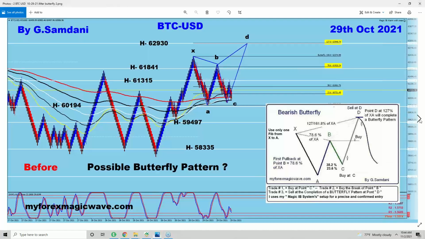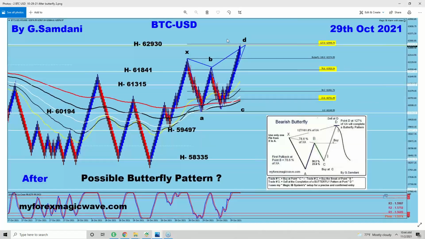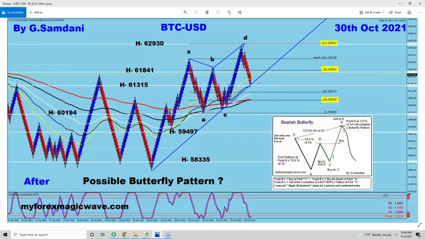So what happened to this chart is this: it went up all the way straight to the target, 127 point D, and the butterfly pattern is finished here, and then it's supposed to drop, and it did, back to the rising TL. It went down a lot more, but this is the target, this is the pattern, and this is the trading strategy for the butterfly pattern.